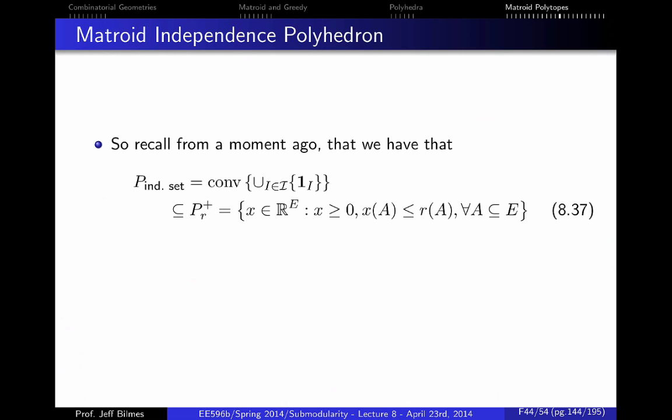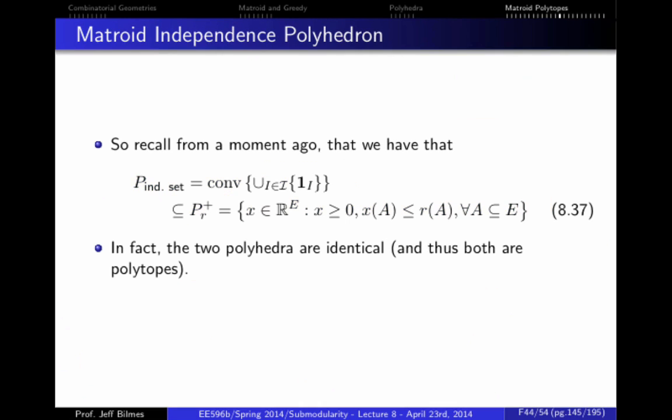Okay, so what we saw a few moments ago was that the independence polytope, which was the convex hull of the characteristic vectors of the independent sets of the matroid, was a subset of the rank polyhedron, which consists of this. Right? So we proved that. Now, the relationship that I asked you before to think about was the following. In fact, it turns out that these two polyhedra are identical, as we will soon see.